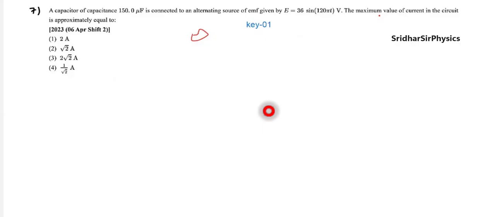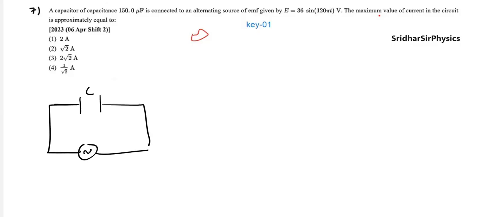The capacitance of the capacitor, 150 micro, is connected to an alternating source of EMF. The maximum value of current in the circuit. Directly basics. Here there is a capacitor and this is the source. So what is the source? The maximum value of the source is 36, sin, and angular frequency is 120 pi t. The capacitance value we also know, so 150 microfarad. It is asking for the maximum current.